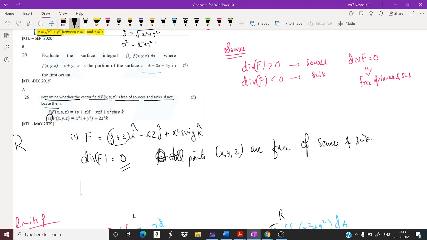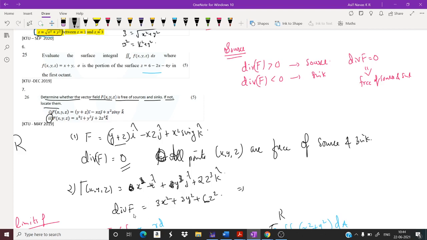Similarly, you find out the second one. f of x, y, z is equal to x cube i plus y cube j plus 2z cube k. So what is div f? This is 3x square plus 3y square plus 6z square. Which implies you can take 3 outside: x square plus y square plus 2z square. Okay. So when does this become 0? When is it free of source and sink?